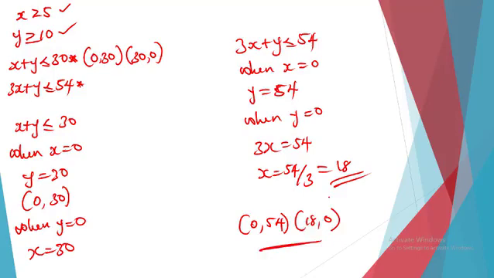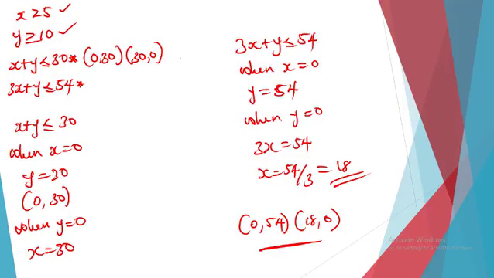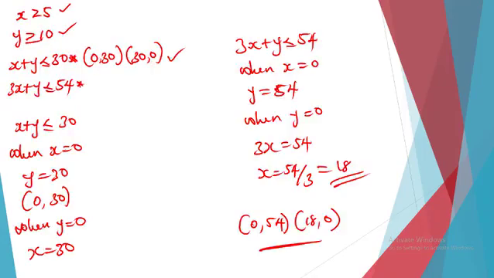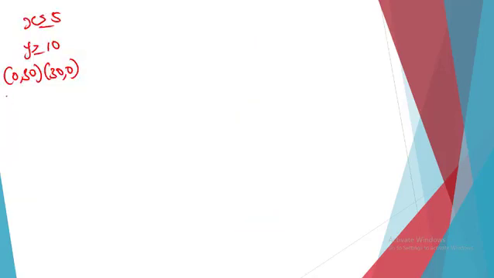Okay, let's go over it again. We now have X is greater than or equal to 5, Y is greater than or equal to 10. We'll have the third one, 0, 30 and 30, 0. Then we have 0, 54 and then 18, 0. So these are the points we will now plot on our graph.